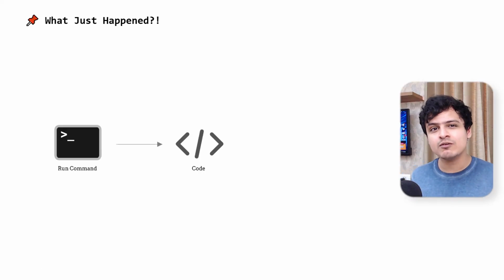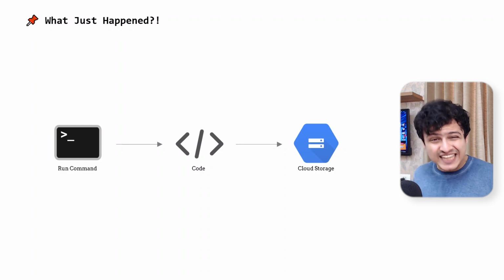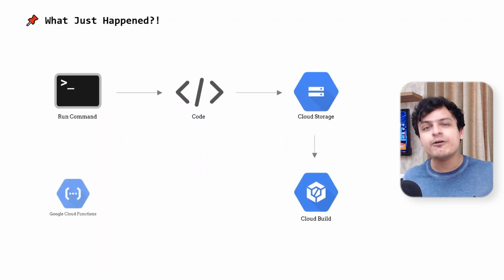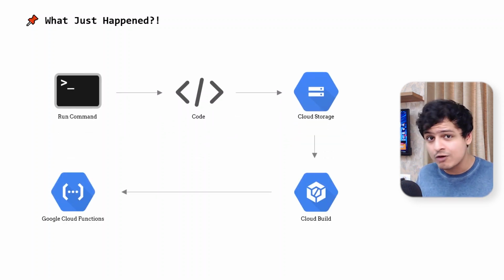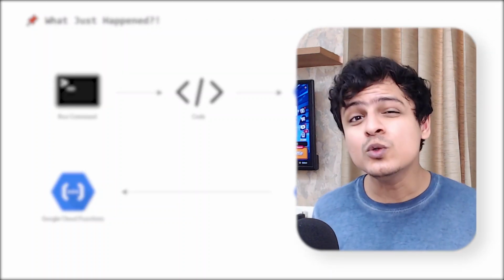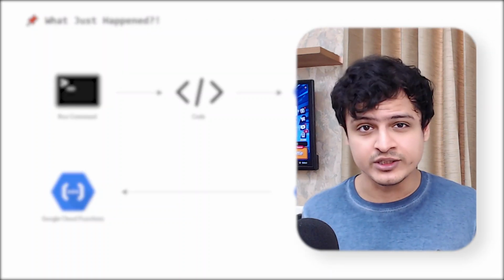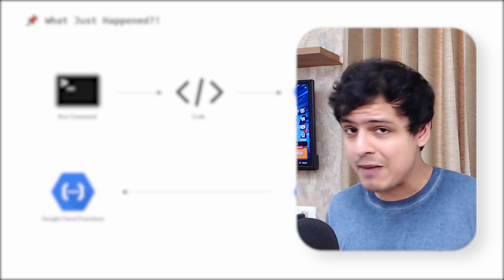How cool is that? But my thirst for knowledge couldn't be satisfied with just that. I had to figure out how it worked. So the command we just ran pushes our code to a storage bucket. It then triggers a cloud build job to finally deploy our code on Google Cloud Functions. Cloud build is Google's serverless CI/CD solution. Think of Google's GitHub Actions.